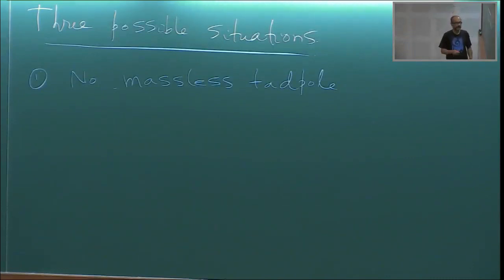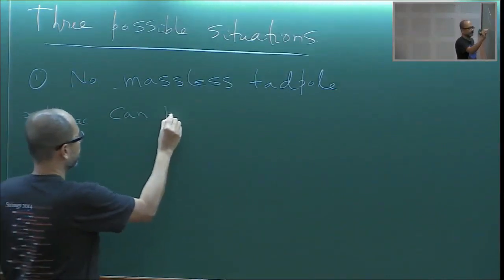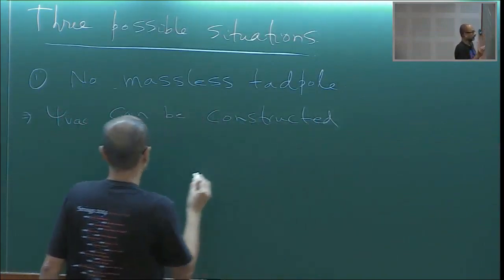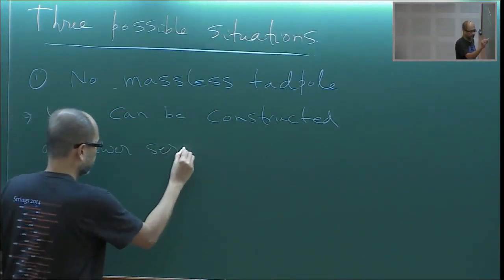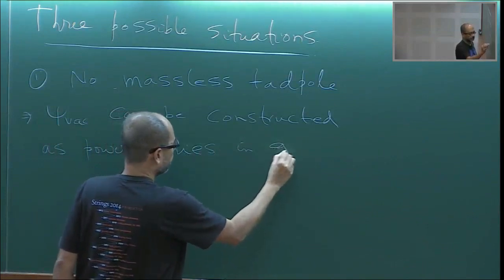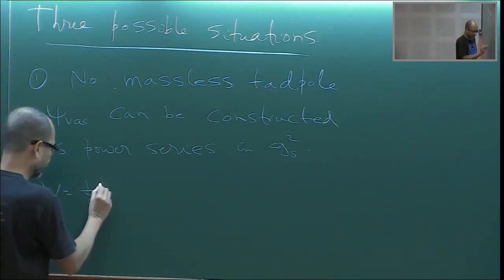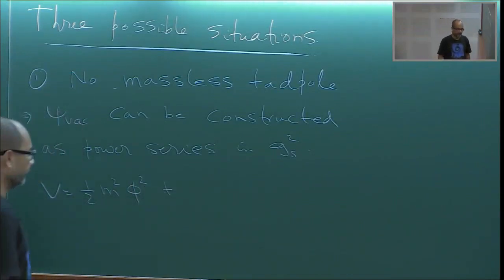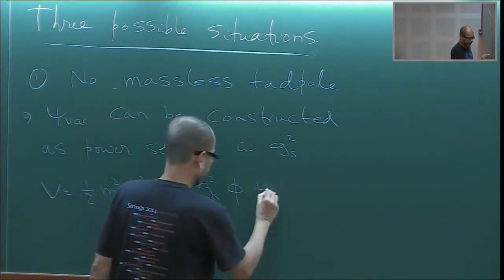In this case, typically psi vacuum can be constructed as a power series in gs square. And I'll just illustrate this by a simple field theory example. Suppose you have a potential where the field has a mass term, half m square phi square, and then there is a linear term, but the linear coupling starts at order gs square, say, plus higher order terms.